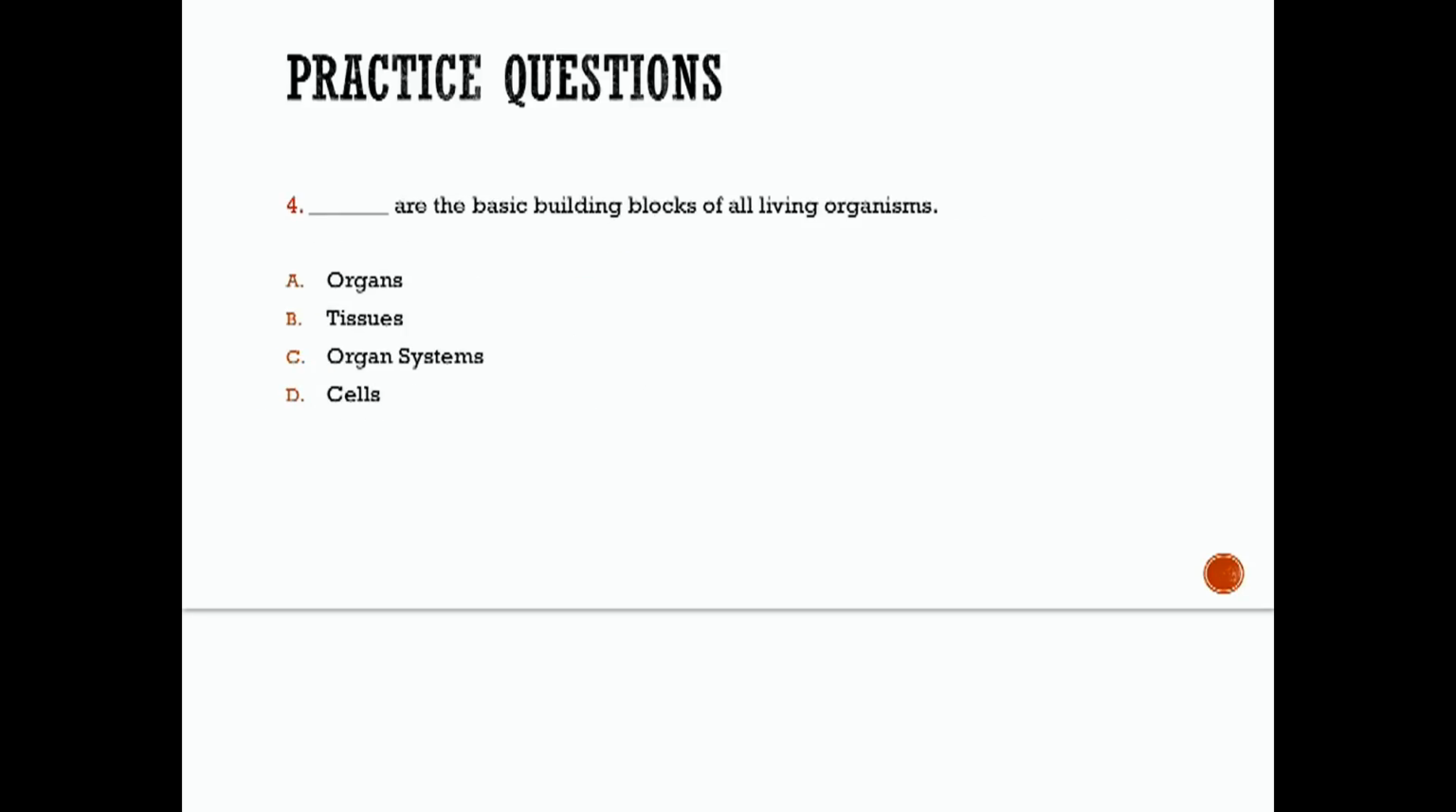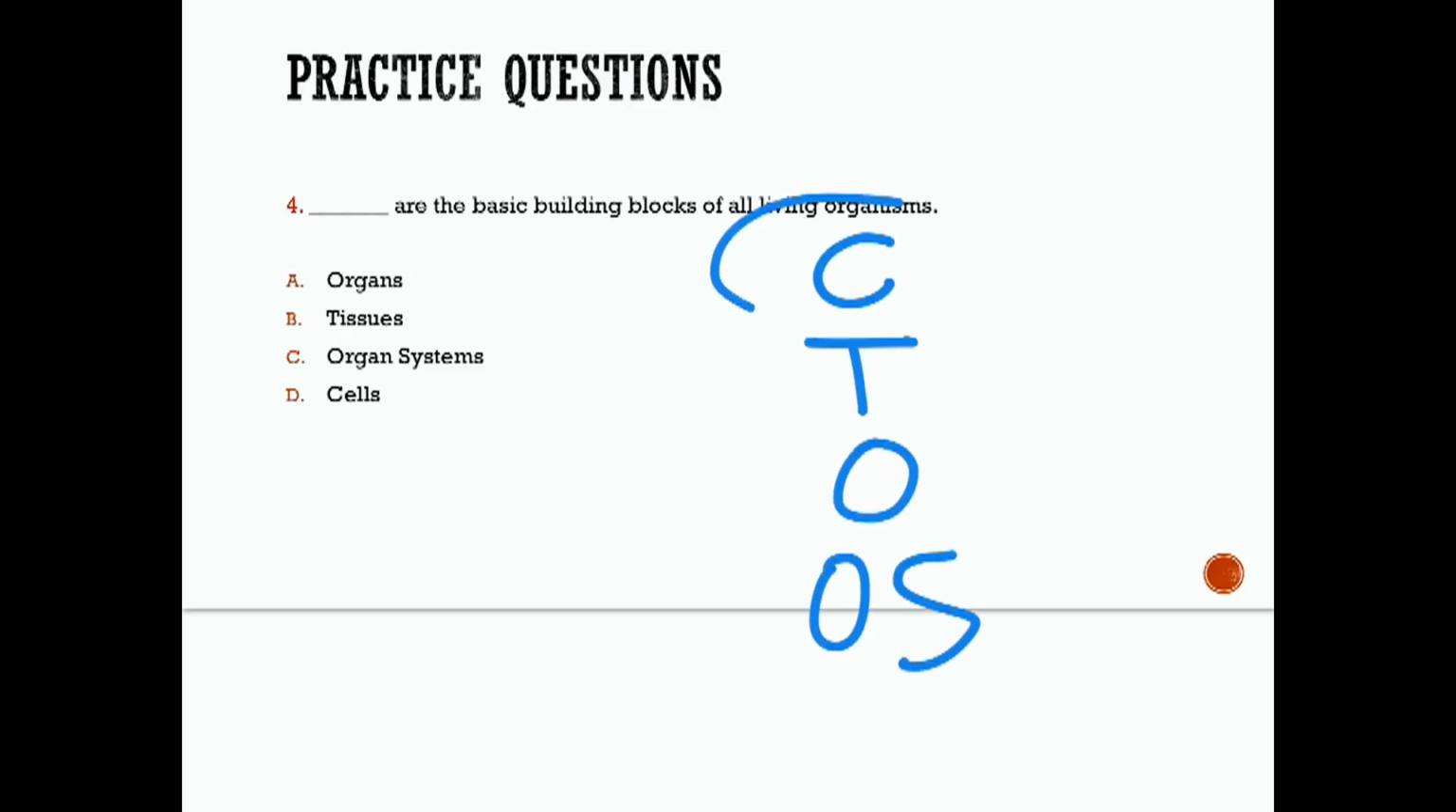Number 4, blank are the basic building blocks of all living organisms: organs, tissues, organ systems, or cells. All right, we could order these 4 choices from smallest to largest. Remember your cell organization. So you'd start with cells, and then tissues, and then organs, and then organ systems. And if you remember, it's cells that are the basic building blocks of all living organisms. Remember, cells contain smaller specialized structures called organelles, which carry out specific functions in the cell.